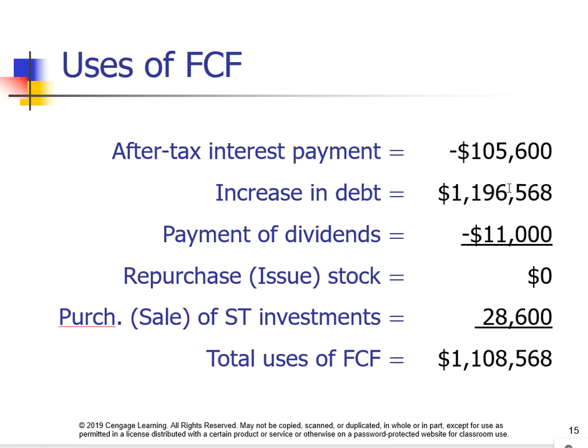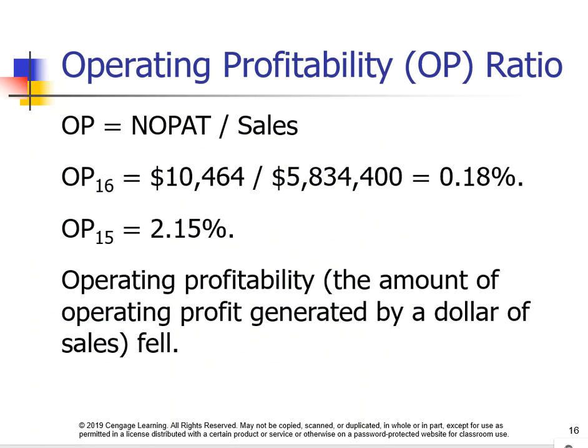So between the two of them, they borrowed a lot of money. So we had an inflow of 1,196,568. They paid 11,000 in dividends. And if you look at the short-term investments, they went down from 48.6 to 20. That means they sold short-term investments, so that's an inflow. And all of this equals the negative free cash flow that we had. Basically the debt is covering the negative free cash flow to pay for all those investments that they're making.